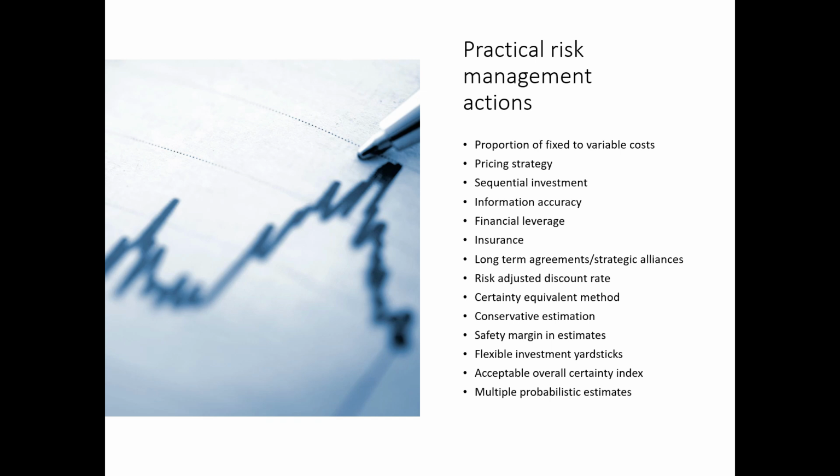We can bring in a subjectivity in the financial approach by adding a certainty equivalent coefficient. We can use buffers and parallel estimation. We have heard of safety stock and safety margin. We can use a combination of financial measures like NPV, IRR, etc. We can use an index called acceptable overall certainty index. We can use multiple probabilistic estimates, etc.